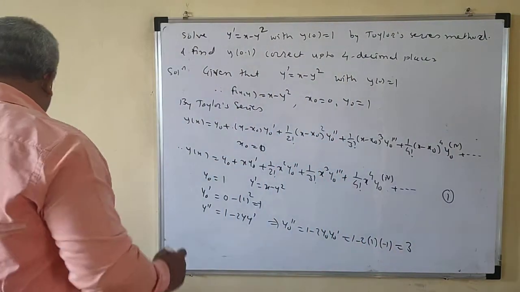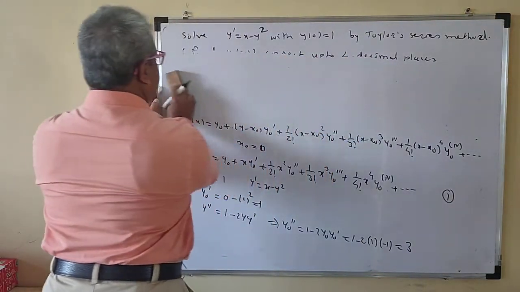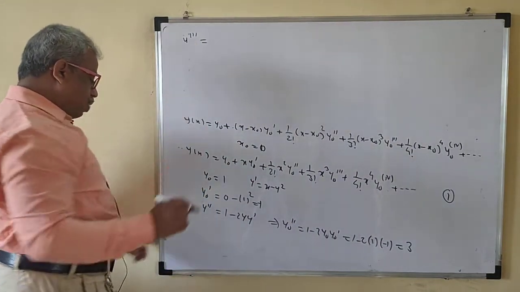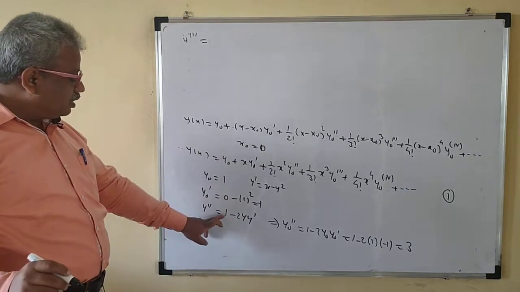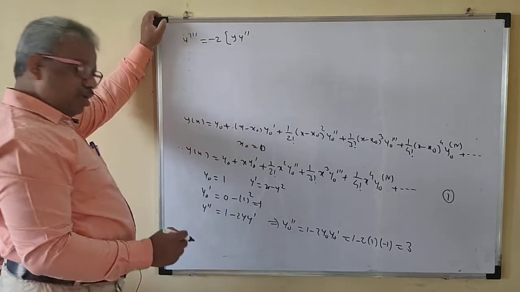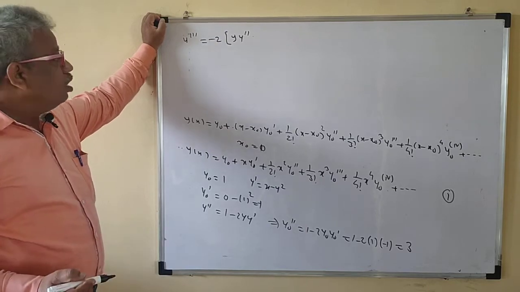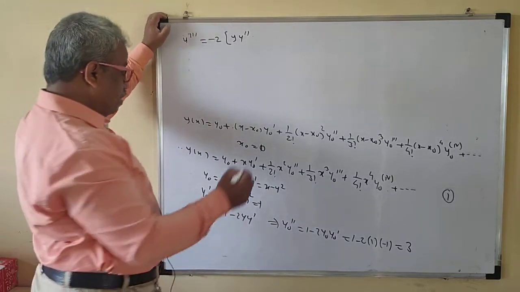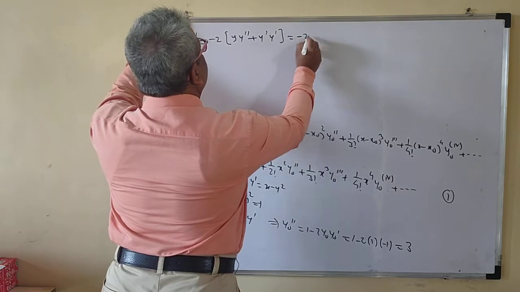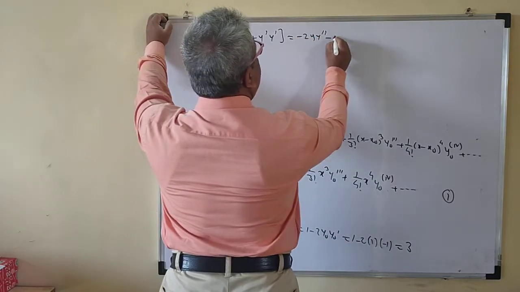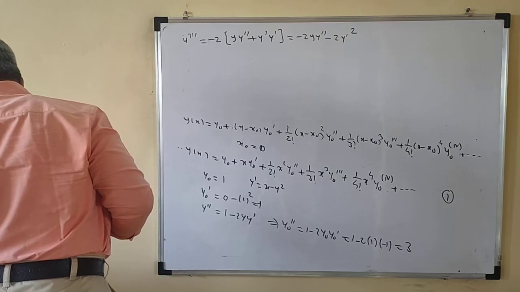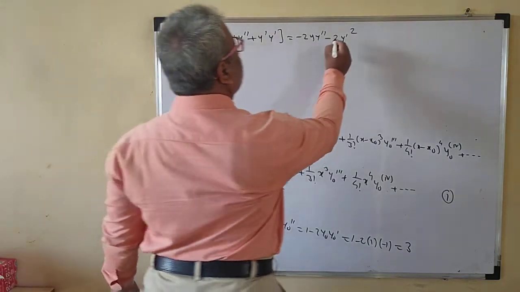Okay, so we'll find the third derivative now. Y double prime is the second derivative, we differentiate it. Derivative of 1 is 0. So minus 2 will be common, and the derivative of y y prime we have to find by applying the product rule. So y will be as it is, derivative of y prime is y double prime, plus y prime as it is, and derivative of y is y prime. So this is minus 2 y y double prime minus 2 y prime square.